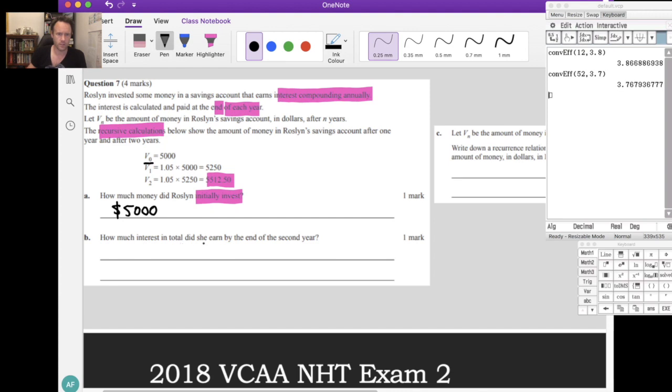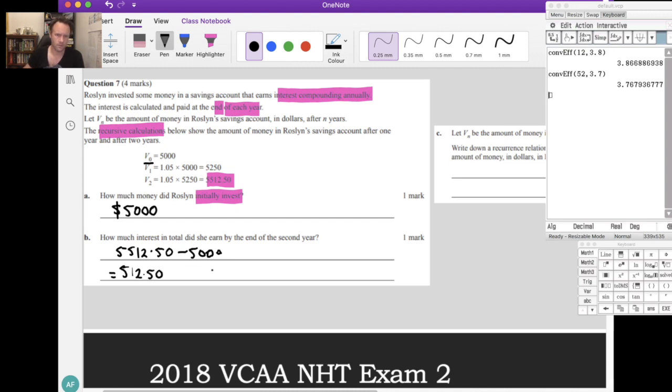How much interest in total did she earn by the end of the second year? Okay, so we want to check what the balance is. Interest is the balance subtract the original investment. Rosalind has a balance of $5,512.50, and the initial investment was $5,000. Because she hasn't added to the investment, the difference between the two is going to be how much interest she's made. So $512.50.